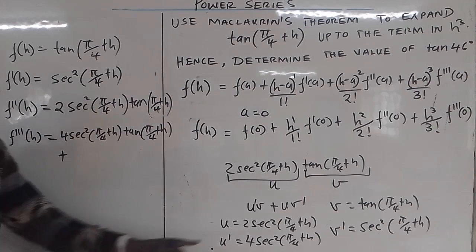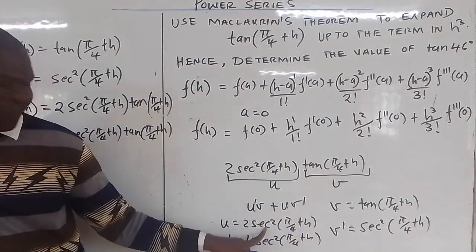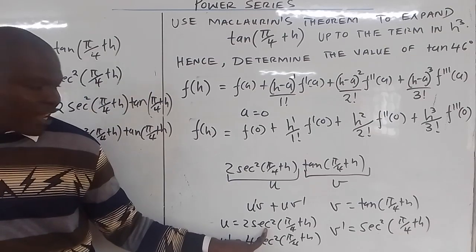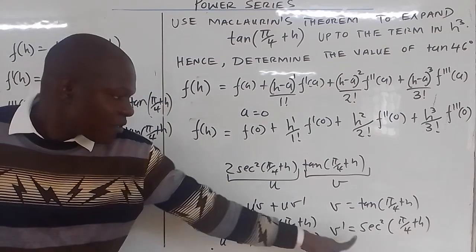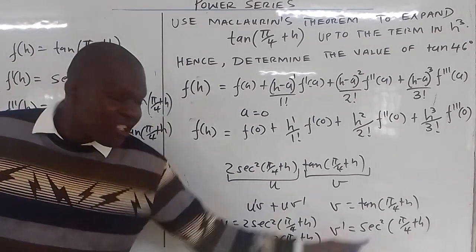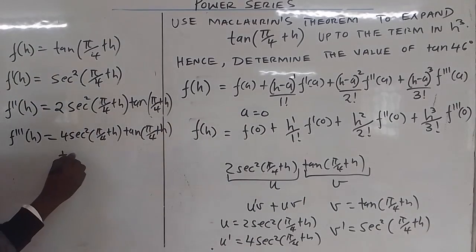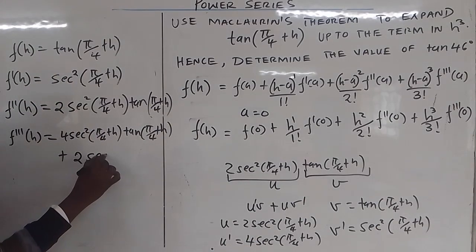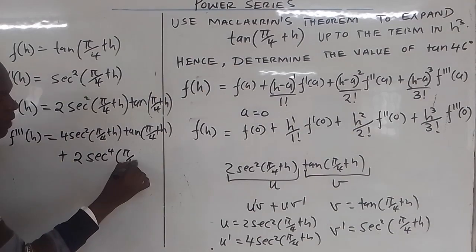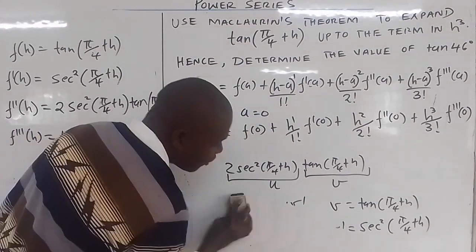Then it is plus u v prime, isn't it? U is 2 sec squared (pi over 4 plus h), then times v prime, so it is going to be sec raised to power 4. Sec squared times this is sec raised to power 4, so it is plus 2 sec raised to power 4 (pi over 4 plus h). Ladies and gentlemen, we've dealt with it accordingly.